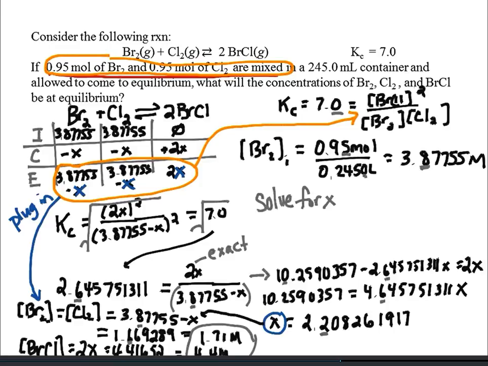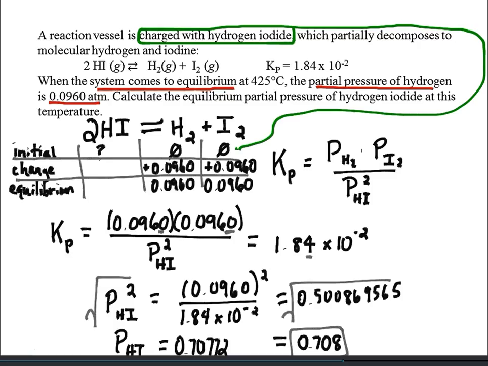So 1.7 molar. That should be, there should not be a 1. I don't know why I wrote a 1 there. It should be 1.7 molar. Wouldn't be 1.71 anyway. 1.7 molar and 4.4 molar.